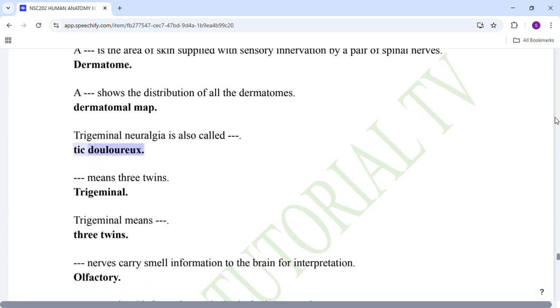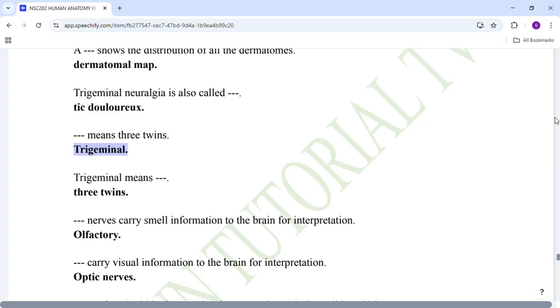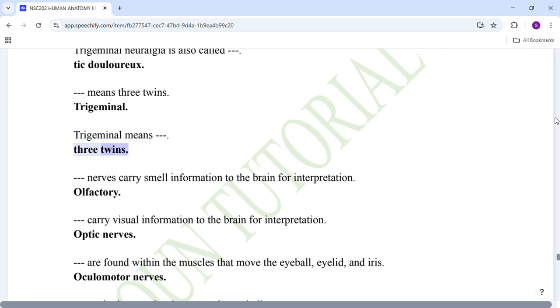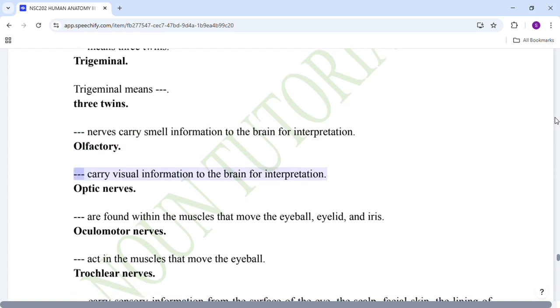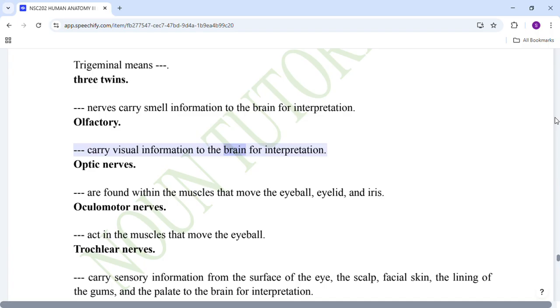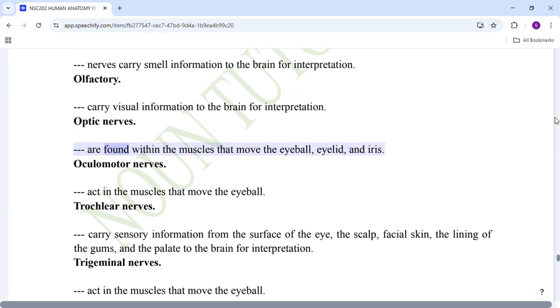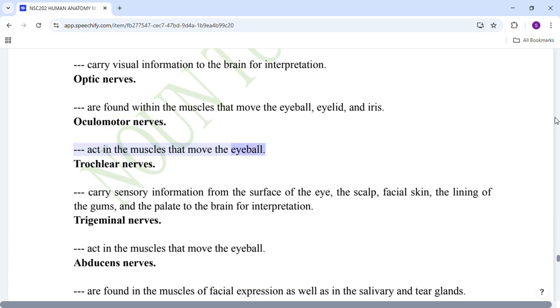Tic douloureux. Dash means three twins. Trigeminal. Trigeminal means dash. Three twins. Dash nerves carry smell information to the brain for interpretation. Olfactory. Dash carry visual information to the brain for interpretation. Optic nerves. Dash are found within the muscles that move the eyeball, eyelid, and iris. Oculomotor nerves. Dash act in the muscles that move the eyeball.